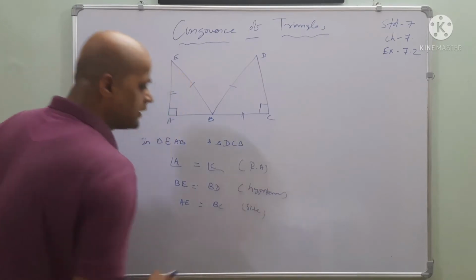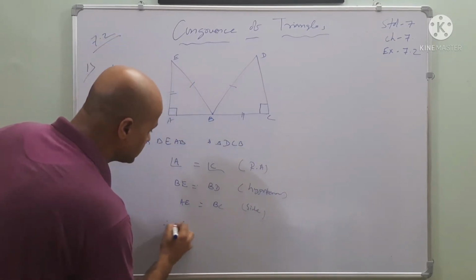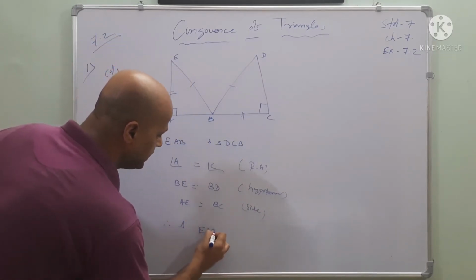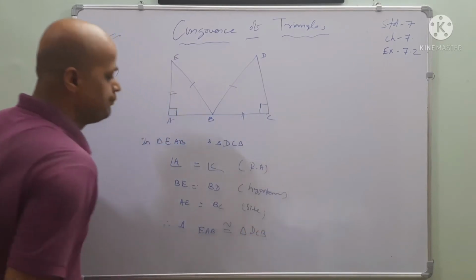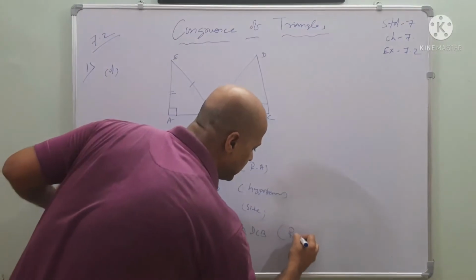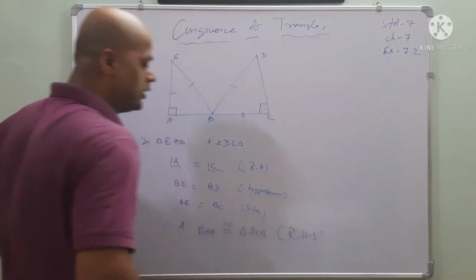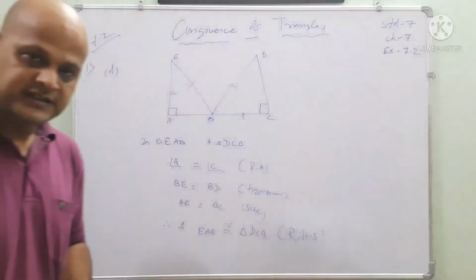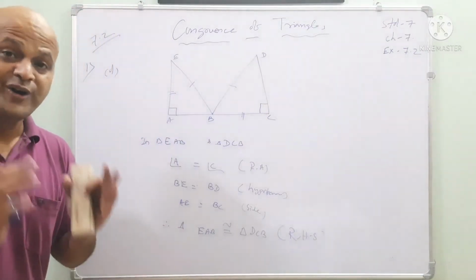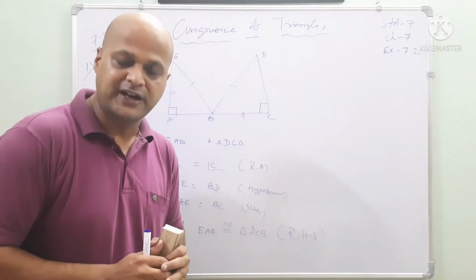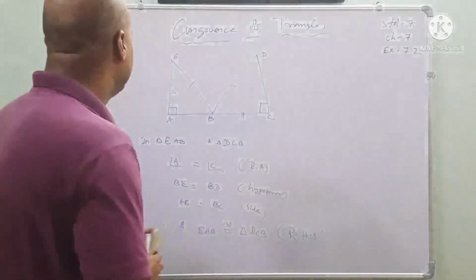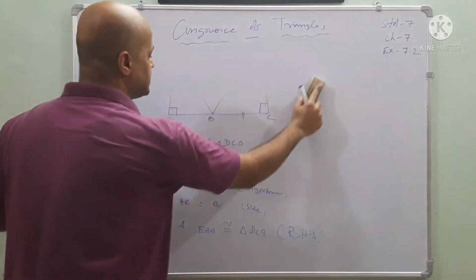So three things are given. Then I will write, therefore triangle EAB is congruent to triangle DCB. Which rule? RHS rule or RHS criterion. Understood, my dear friends? How easy it is, but remember the fundamentals. Okay, very good. Let's go to the second one.